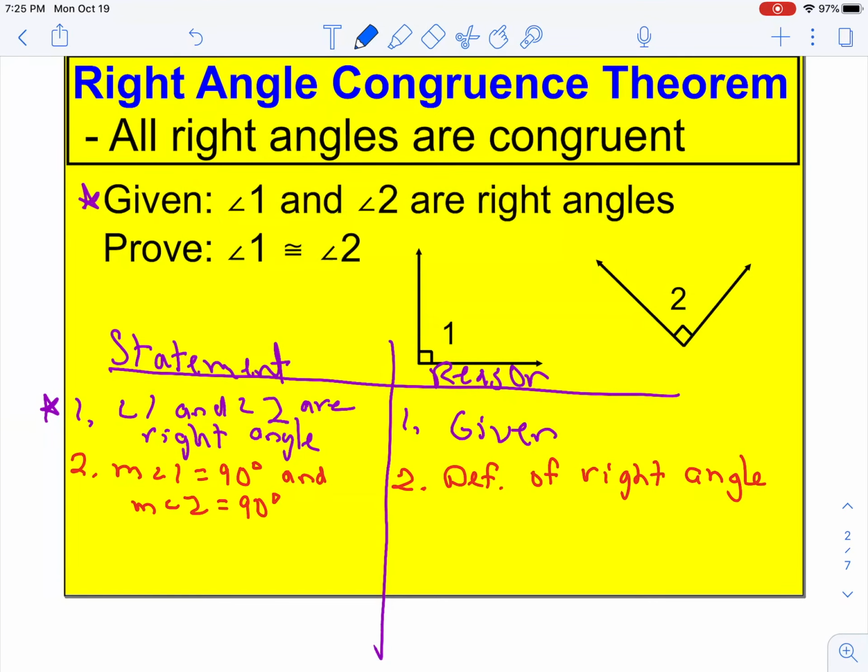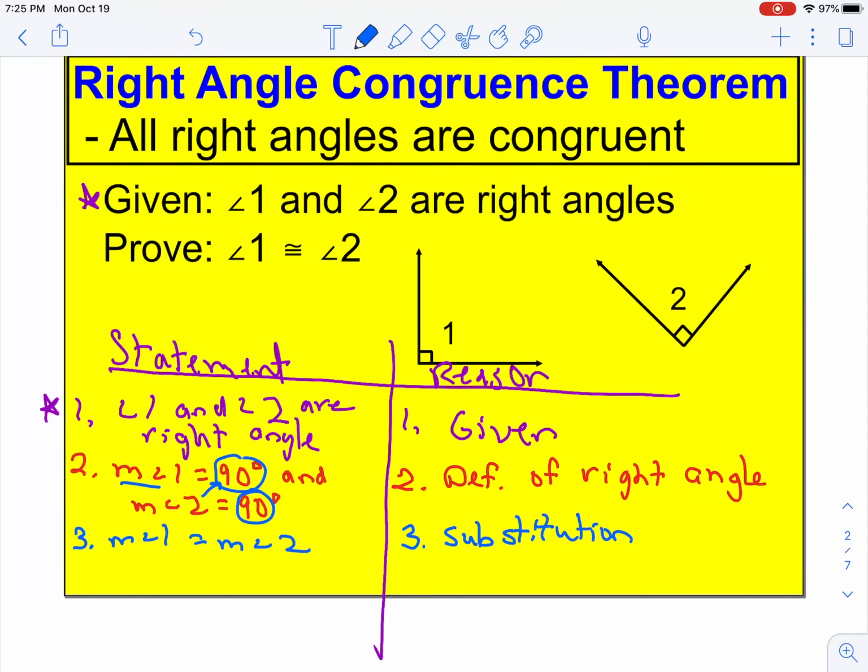So it's obvious from here, but how do we actually write this proof? Well, we know that the measure of angle 1 equals 90 degrees, and we know that the measure of angle 2 is 90 degrees, so we can substitute what 90 degrees is equal to in for 90 degrees, which gives us that the measure of angle 1 is equal to the measure of angle 2, and that is by substitution.